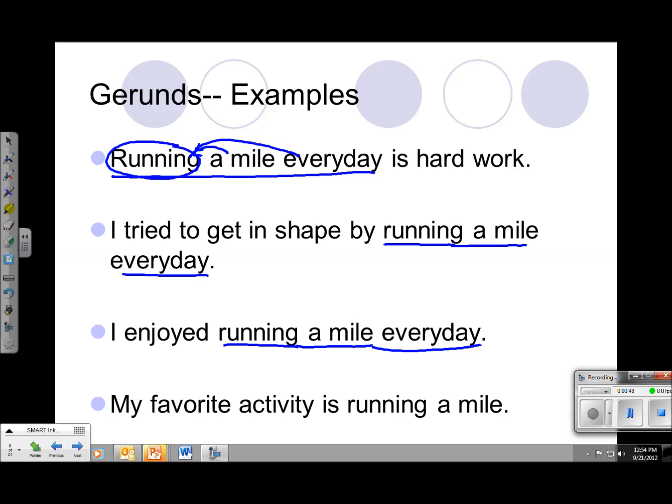And lastly, my favorite activity is running a mile. Running again is my base gerund. The entire phrase includes what we're running: a mile.